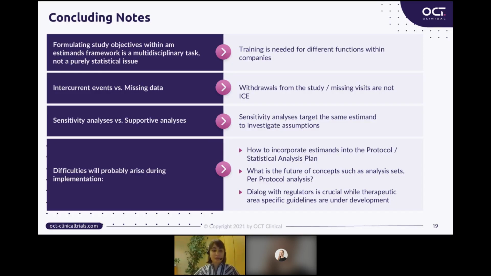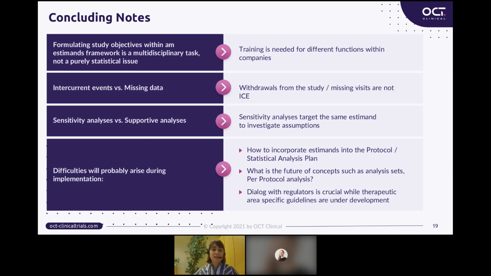I will finalize my presentation by summarizing the most important messages and changes introduced in the addendum on estimands and sensitivity analysis. The key message of the addendum is that research questions should be defined clearly and unambiguously for each of the study objectives through the specification of appropriate estimands. The identification of possible intercurrent events, planning for strategies to account for these events, and overall defining an appropriate estimand is not a purely statistical issue.